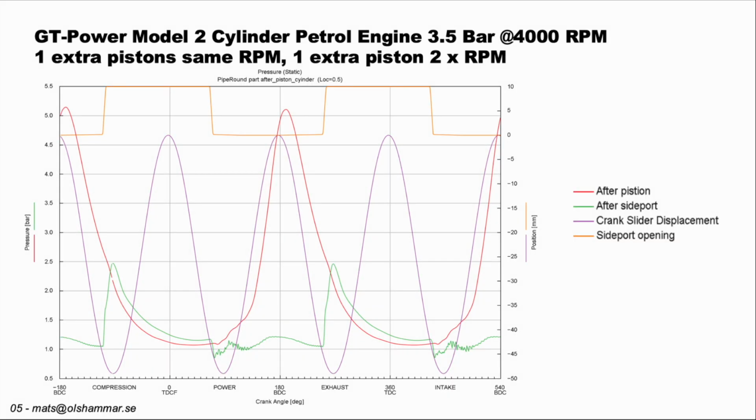And here are the graphs overlaying each other, and it's a little complicated to explain here. So the side port opening is the yellow line. The crank slider displacement is a purple line. And after the side port is a green line, so there is a little pressure coming out the side port there. And then you have the red line showing the pressure after the normal exhaust piston.